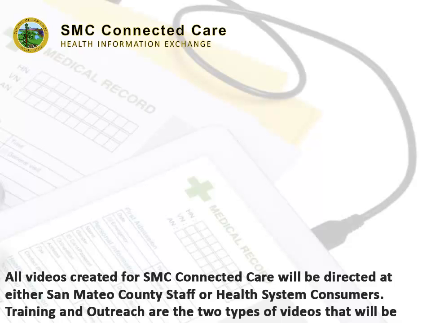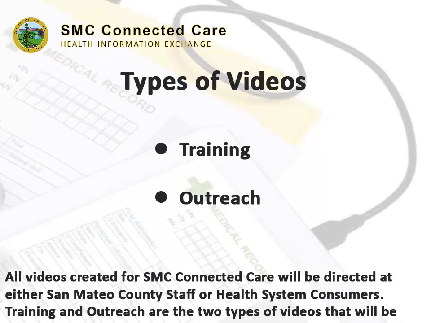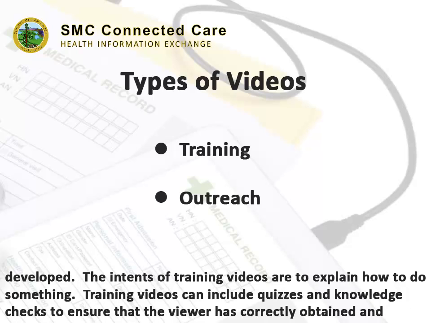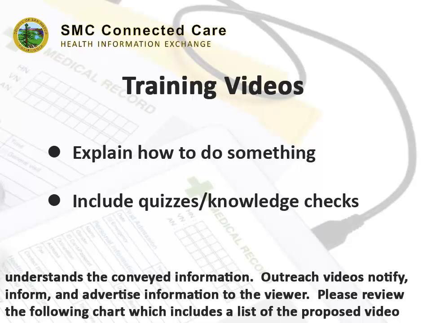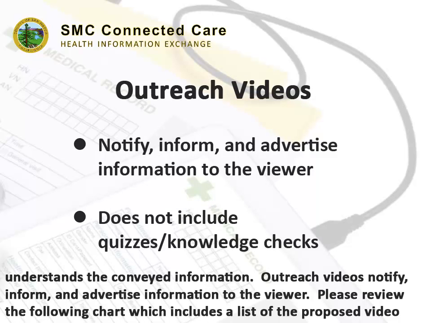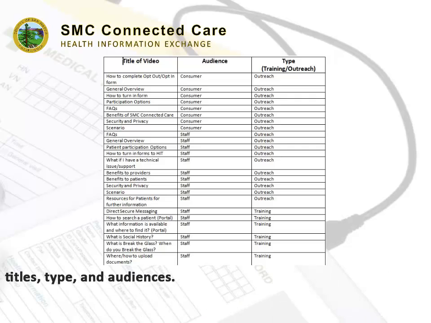All videos created for SMC Connected Care will be directed at either San Mateo County staff or health system consumers. Training and outreach are the 2 types of videos that will be developed. The intents of these training videos are to explain how to do something. Training videos can include quizzes and knowledge checks to ensure that the viewer has correctly obtained and understands the conveyed information. Outreach videos notify, inform, and advertise information to the viewer. Please review the following chart, which includes a list of proposed video titles, type, and audiences.